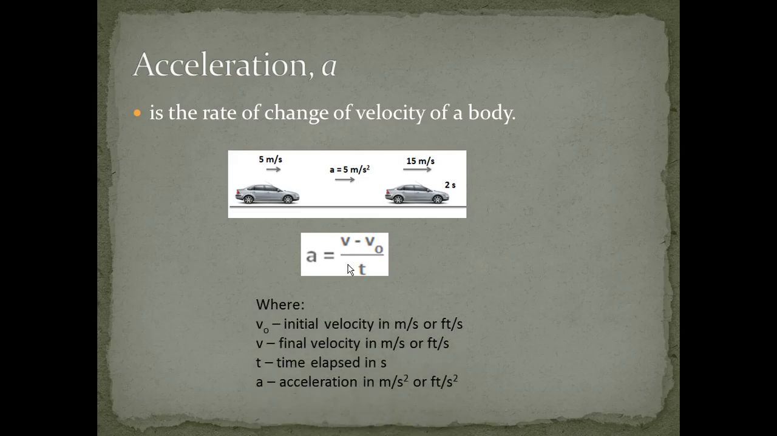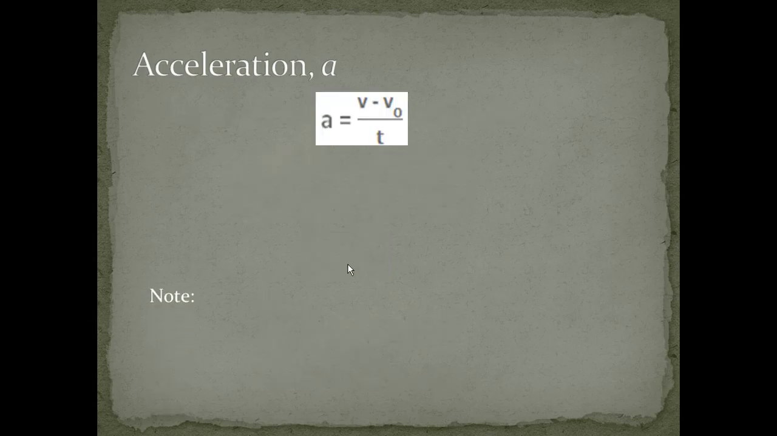Okay, so these are the corresponding meaning of each symbol. V sub O is the initial velocity, V is the later velocity or the final velocity, t is time elapsed in seconds, and acceleration is your letter a.